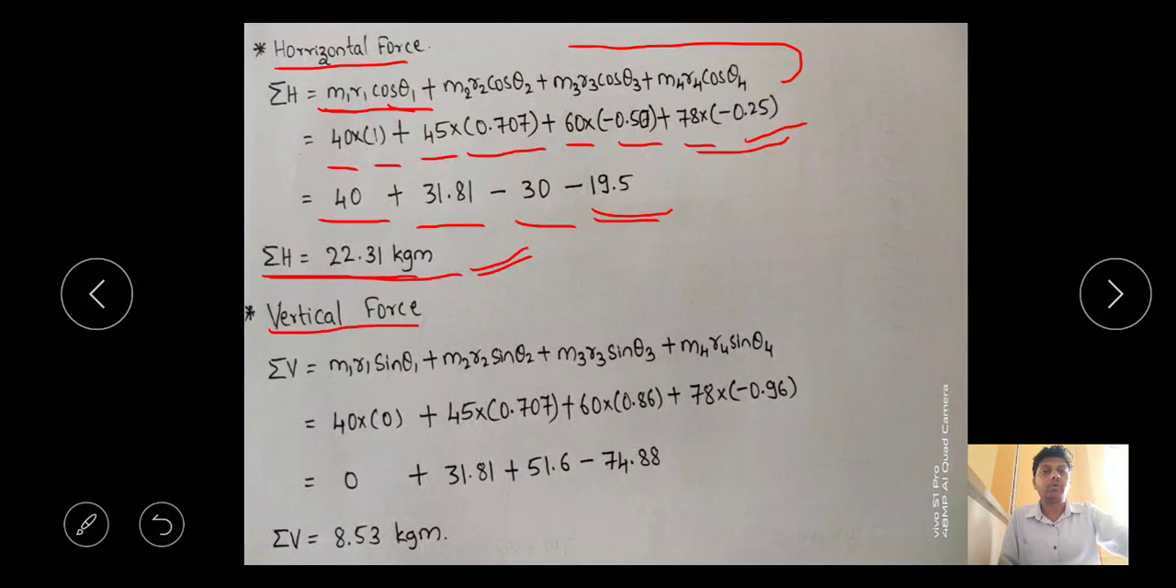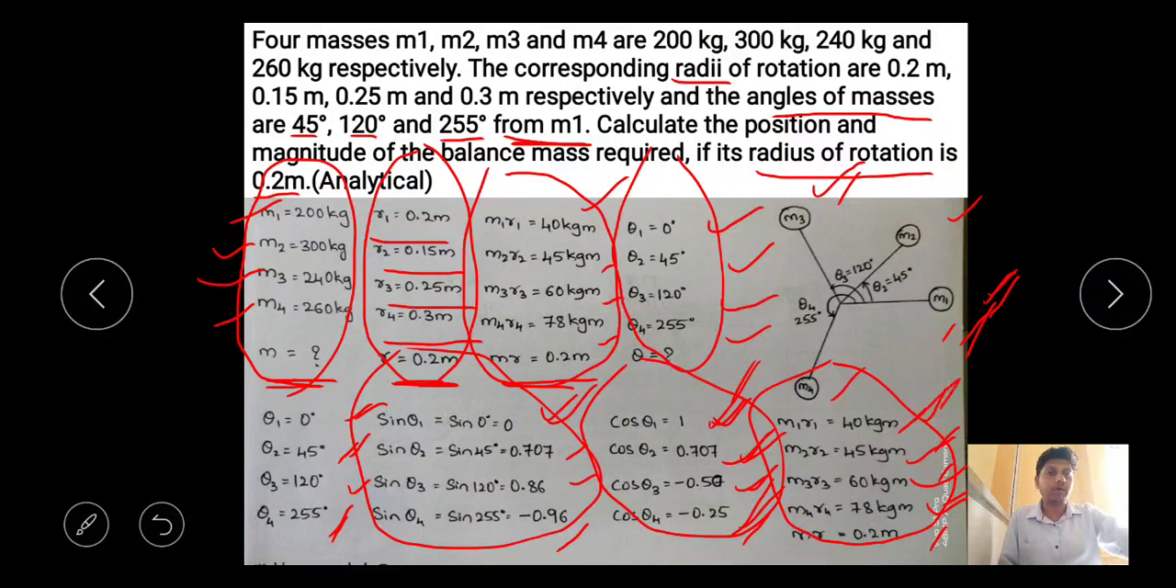Now you have to find the vertical force. For vertical force, what formula are you using? The same formula, because instead of cos theta you have to use sin theta: M1 R1 sin theta 1, M2 R2 sin theta 2, M3 R3 sin theta 3, M4 R4 sin theta 4. Now you just go on adding the values. M1 R1 is 40, so 40 into, now you have to multiply these values.